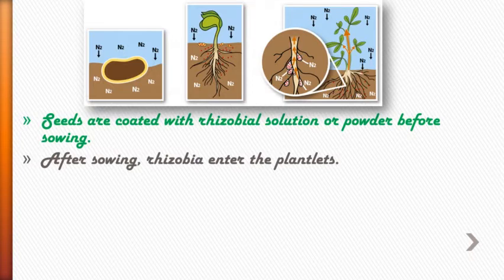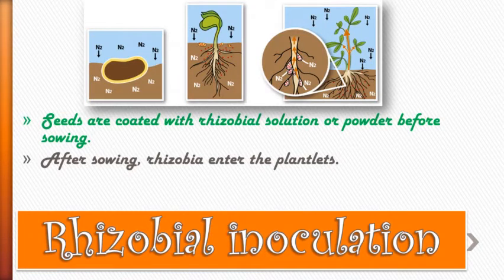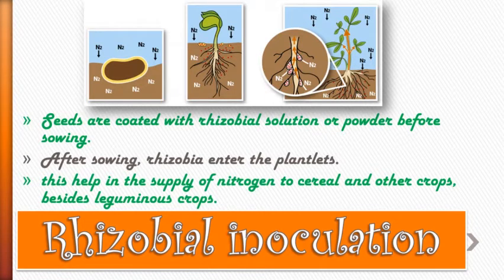Nowadays, seeds are coated with rhizobial solution or powder before sowing, and after sowing rhizobia enter into the plantlet. Now you can observe the first picture from left hand side. Seed is coated with the rhizobial solution or powder. Now in the second, middle picture, you can observe that after sowing, this Rhizobium bacteria enter into the plantlet, and this process is called rhizobial inoculation. This process of rhizobial inoculation helps in the supply of nitrogen to cereal and other crops besides leguminous crops also. You can observe the third picture also.